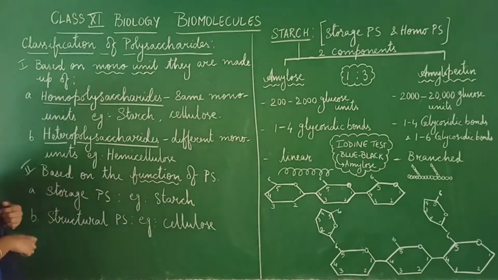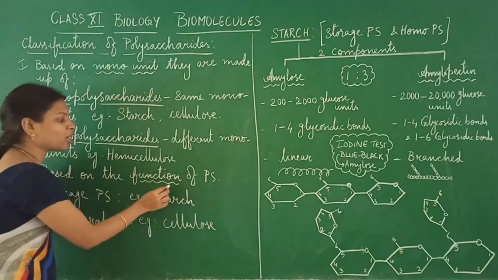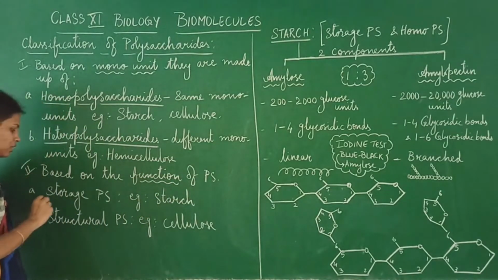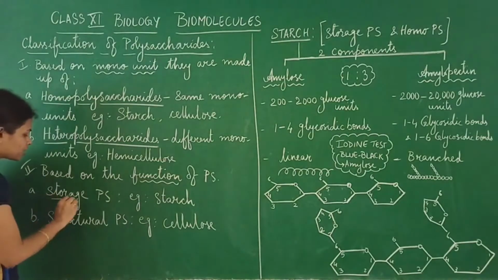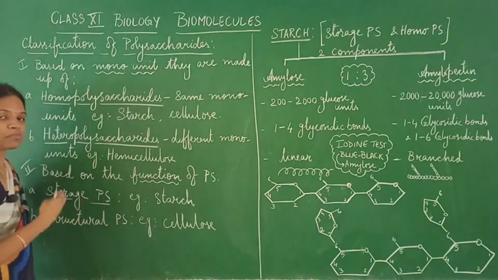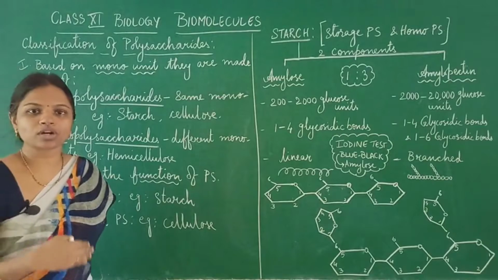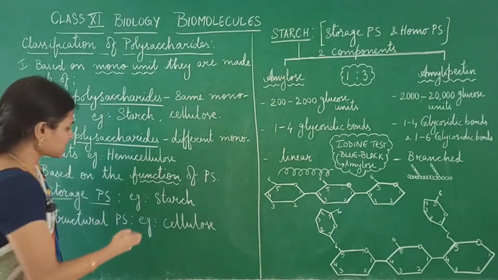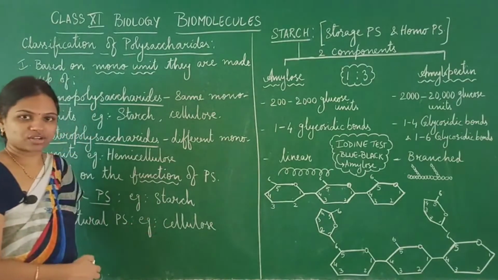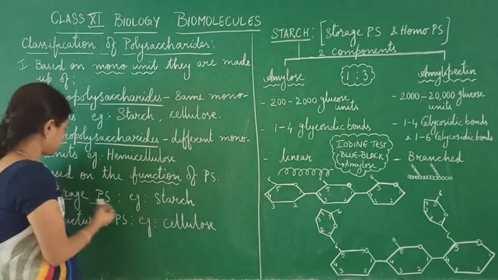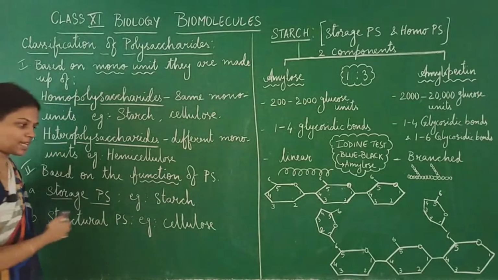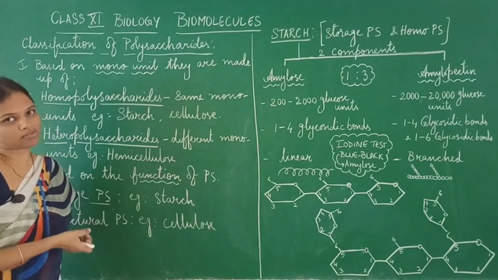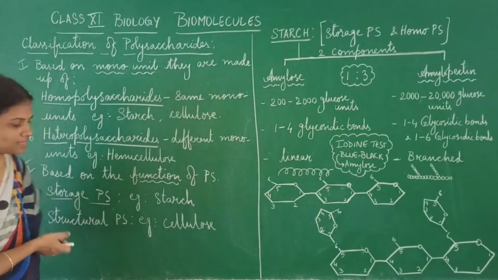Coming to the second one, it is basically based on the function of that particular polysaccharide. The first is the storage polysaccharide. That means they usually store the food or any other substances. The best example for this is starch. So, this is a storage polysaccharide. The food is stored in the form of starch in case of plants.